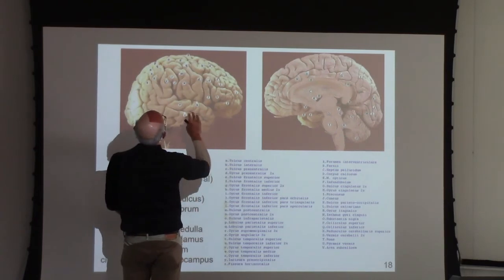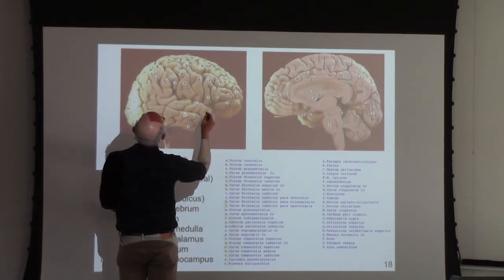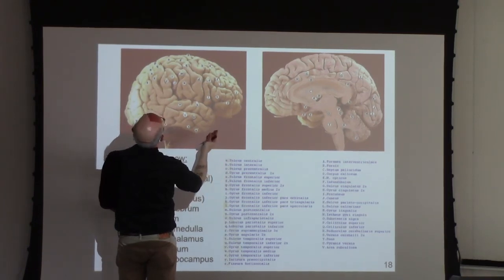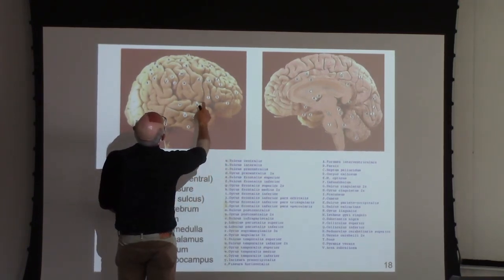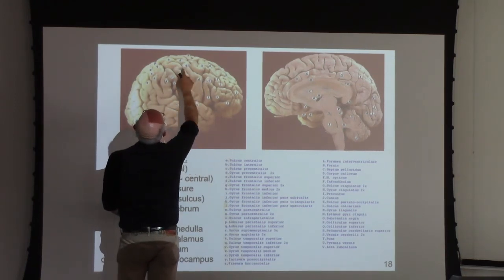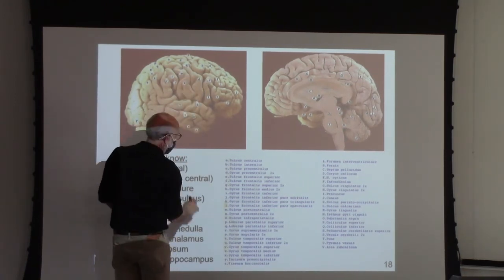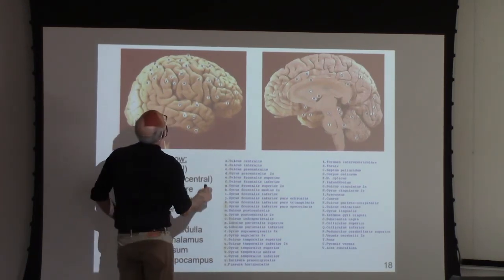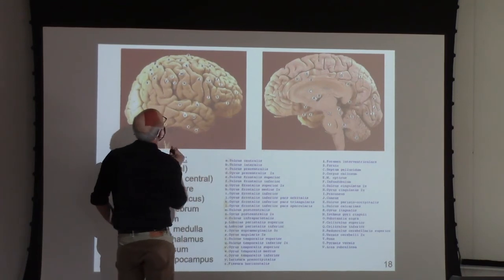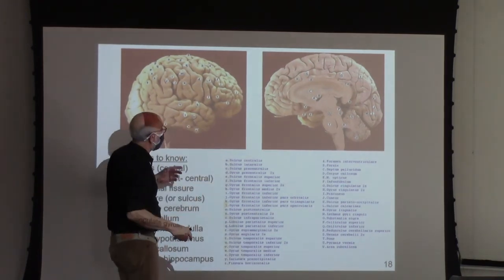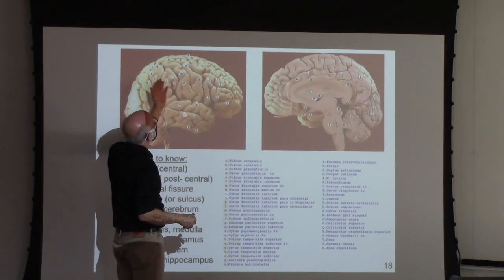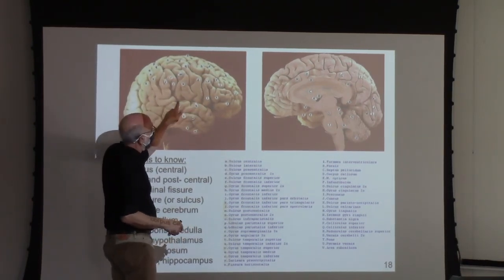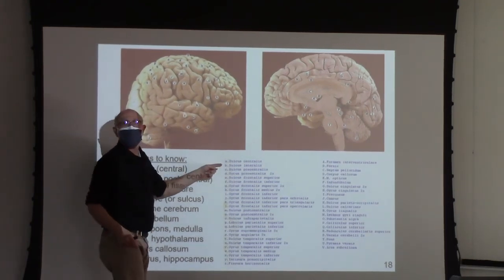Where's A? A, central sulcus. Oh, that's weird. Where's A? What is Q? Okay, this is weird. I don't know where A went. The A tag must have fallen off when they took the picture, because B is labeling the lateral sulcus, the sulcus lateralis.